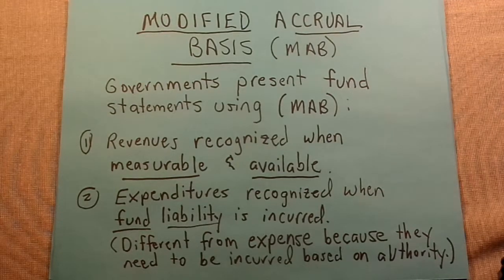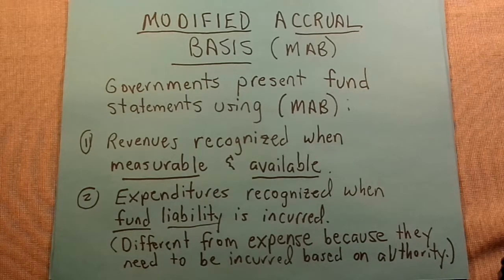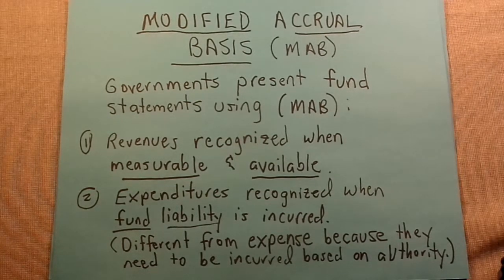But with a government expenditure, there has to have been an authority. So somebody had to have the authority to create an expense and then do it. So it's an expenditure if fund liability has been incurred. If the rules say that this item could actually be contracted for.